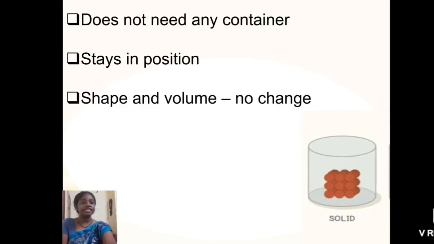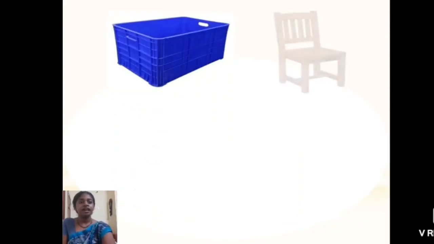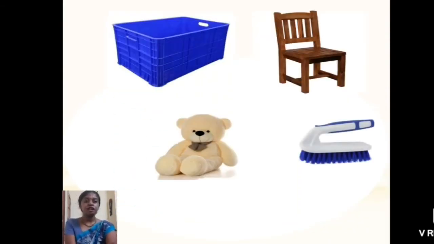And they do not need any container and they stay in a position, and they also have a shape and volume, and the shape and volume do not change. They have a fixed shape and volume. Here there are a few images of solids. So the bin, chair, soft toy and brush are all solids, but the differences are that the bin is made up of plastic, whereas the chair is made up of wood. The soft toy is solid but soft in nature, and the brush is rough in nature.